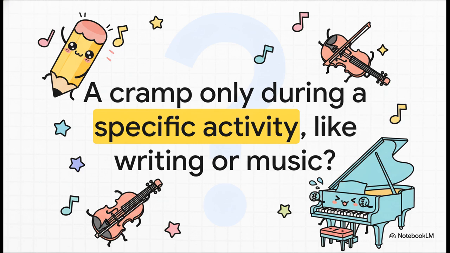Well, the clue is in the trigger, right? It's specific to a task. This is a classic example of a task-specific dystonia, sometimes called writer's cramp, or in this case, musician's cramp.